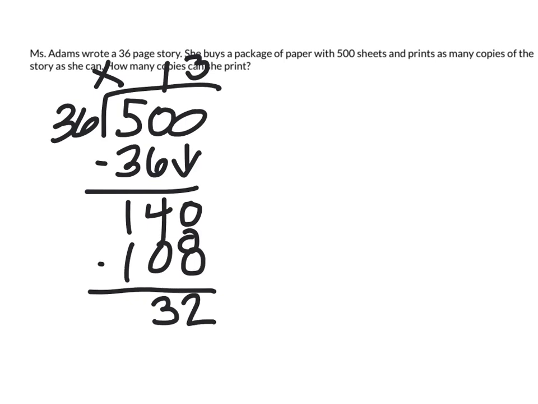That seems like a really high number for a remainder, but I know that it works because it is under 36. So in effect, by dividing 500 by 36, we have found that she can print 13 copies of her story with 32 pages left over.